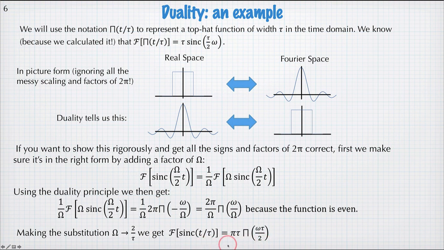And so we've computed the Fourier transform of a scaled sinc function using the duality principle, not actually having to integrate anything. So what this is telling you is once you've computed the Fourier transform in one direction, you don't then have to go and compute the transform explicitly in the other direction. You can figure it out using the duality principle.